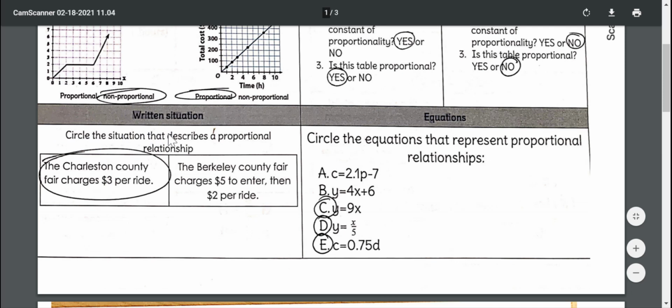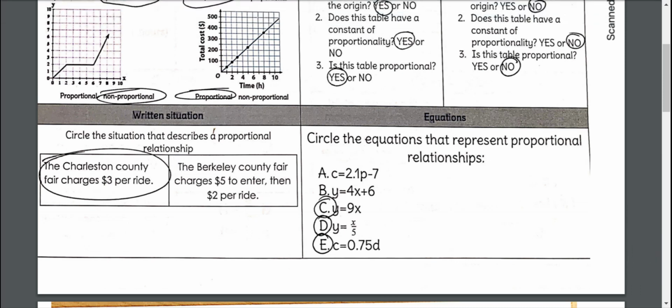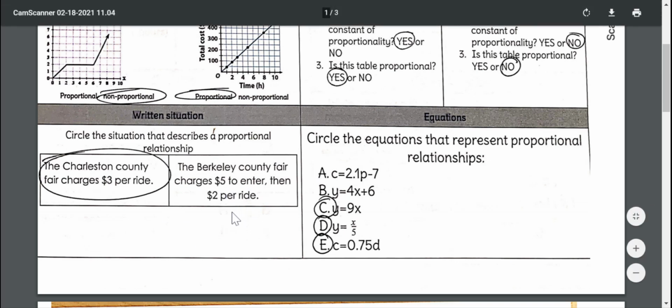All right, next, circle the situation that describes a proportional relationship. Remember, a proportional relationship is something that is occurring at a constant rate. If there is a starting value or a base value, then a constant rate, it is not proportional. It has to be just a constant rate. So for this one, the Charleston County Fair charges $3 per ride. That is a constant rate of $3 per ride. The statement that says the Berkeley County Fair charges $5 to enter, then $2 per ride, that is not proportional because that $5 entrance fee is going to make the whole rest of the situation non-proportional.